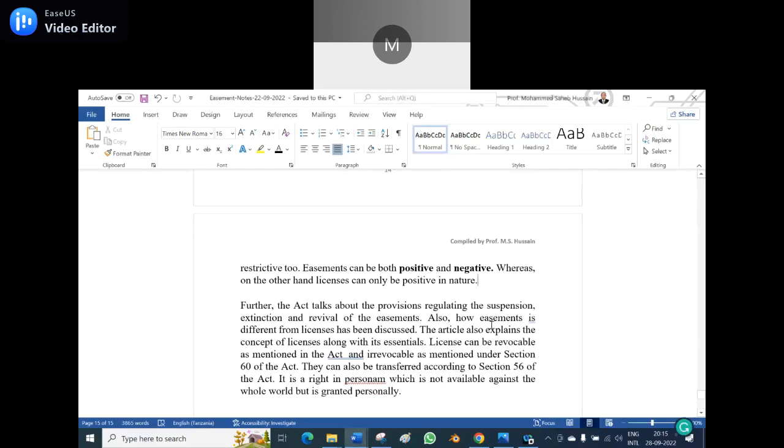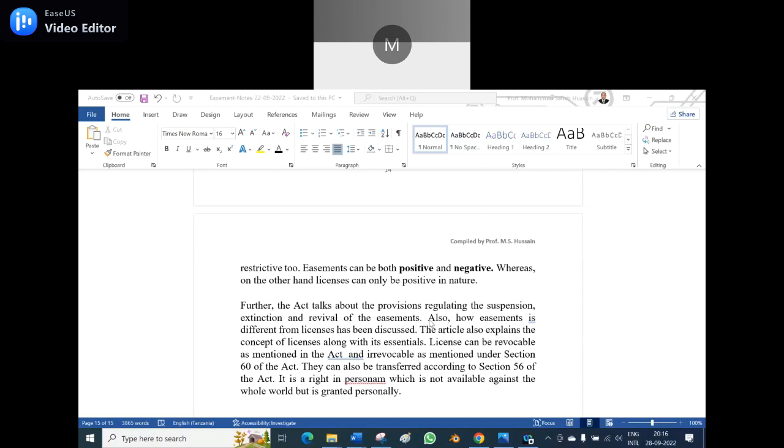Further, the Act talks about the provisions regulating the suspension, termination, or extinction, and we studied it. Extinction or revival of the easement, these are all the things that we'll study in the easement. So also how an easement is different from the license. We have seen the license distinction and the easement distinction.